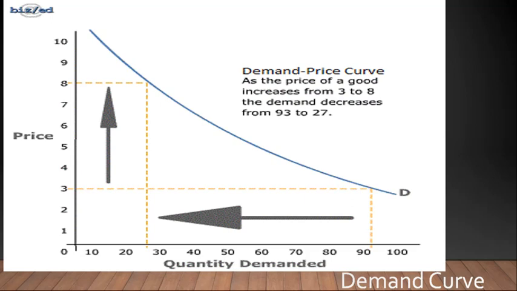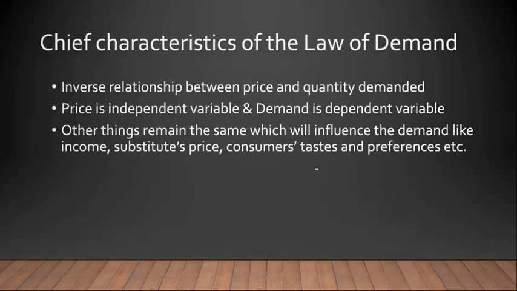Chief characteristics of the law of demand. Inverse relationship between price and quantity demanded. Inverse relationship means opposite relationship. When price increases, demand decreases. When price decreases, demand increases. So that is the opposite relationship. Price is the independent variable and demand is the dependent variable. So the quantity demanded is dependent on the price of the product. Other things remain the same, like income, substitutes' price, consumer tastes and preferences, which I have already discussed.